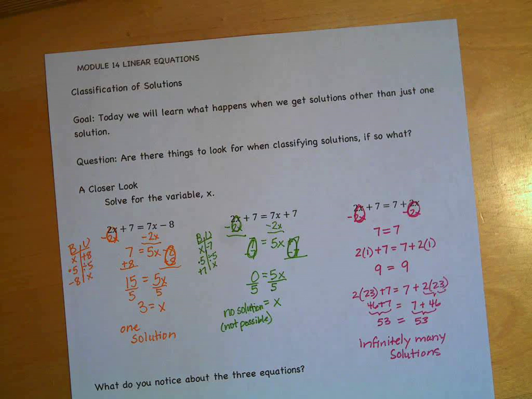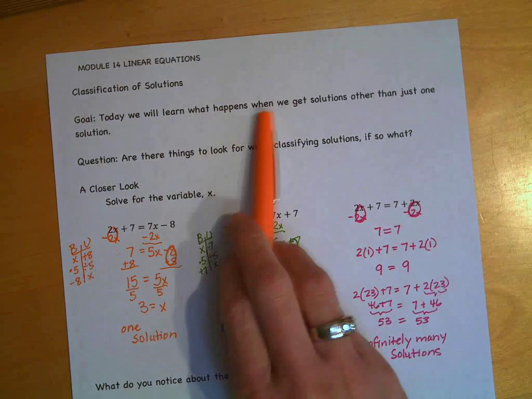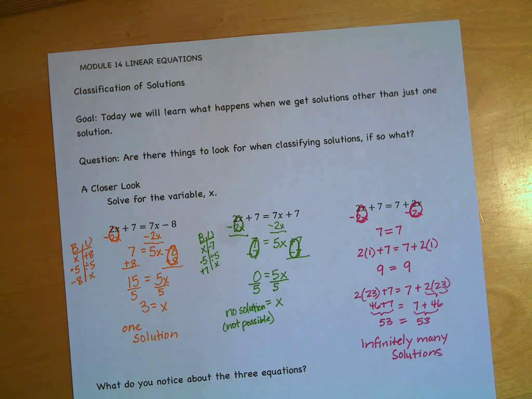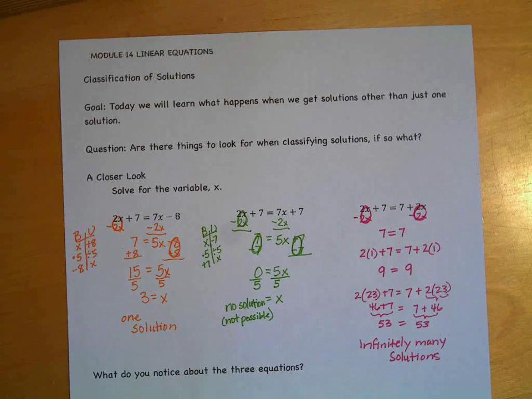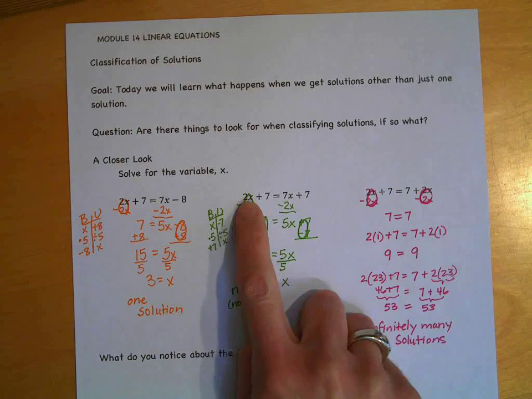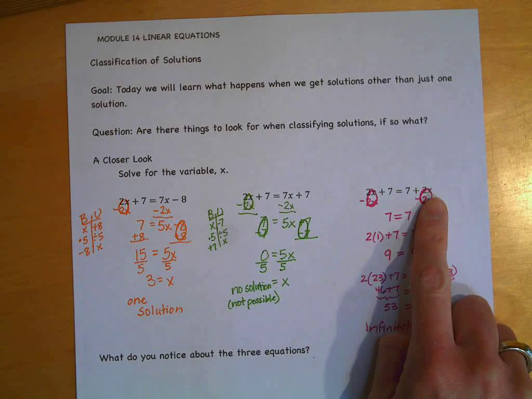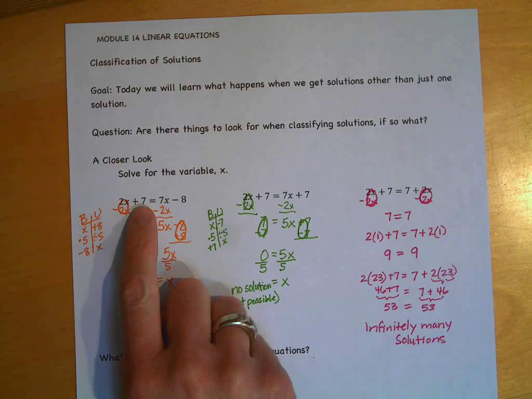So what you have just seen, kiddos, is that there is a possibility when you have linear equations that you could have exactly one solution, no solution at all, or infinitely many solutions. Okay, and so those are addressing what happens when you get more than one solution, rather than the variable just equaling one answer. So it really does exist. What do you notice about the 3 equations? The 3 equations have things in common. So for example, this said 2x and 7x, this said 2x and 7x, this said 2x and 2x. So that one's a little bit different.